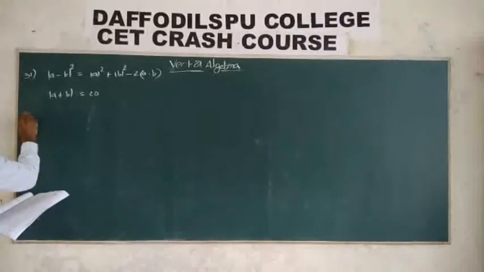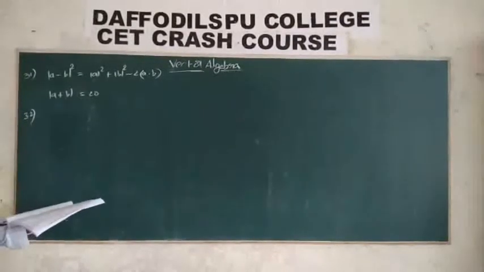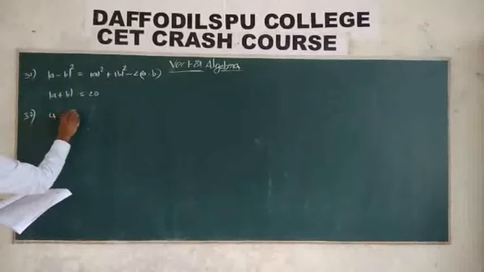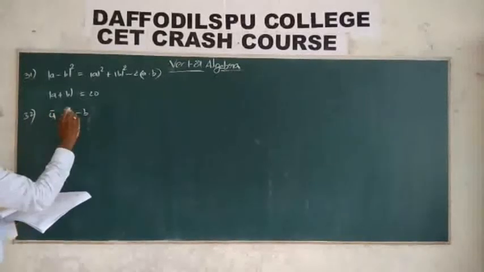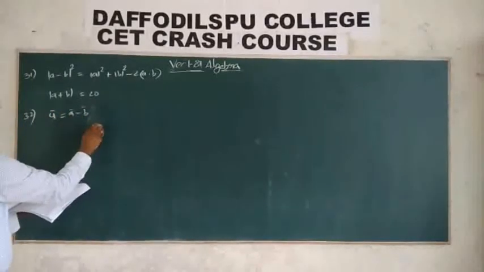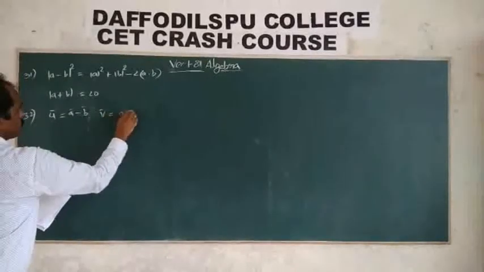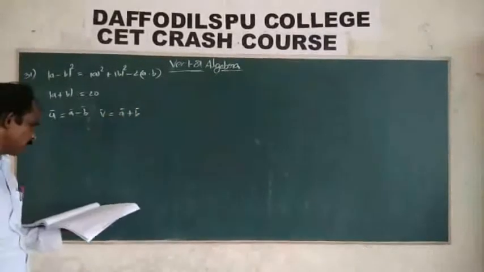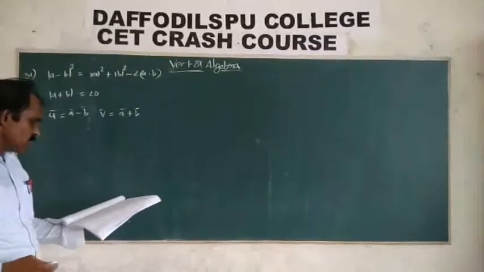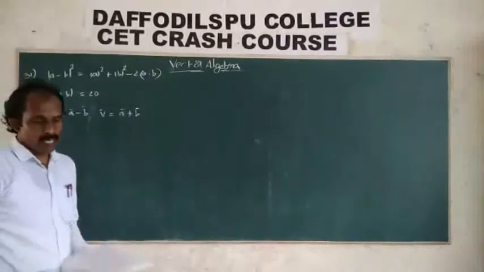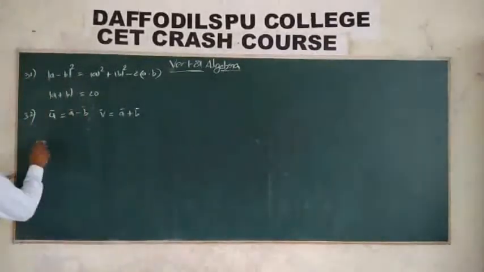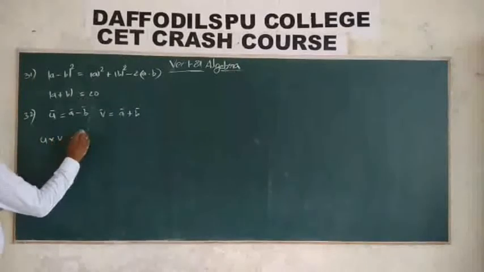Problem 31 is done. Next, 32. Let u bar be equal to a bar minus b bar, v bar be equal to a bar plus b bar, and modulus a is equal to modulus b is equal to 2. Then find the modulus of u cross v. So first of all, find u cross v.